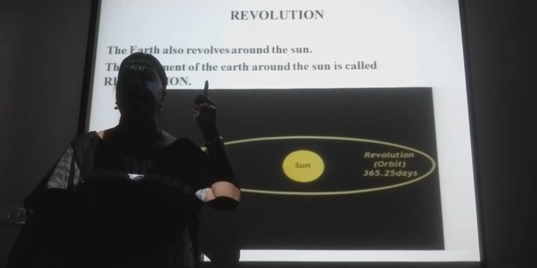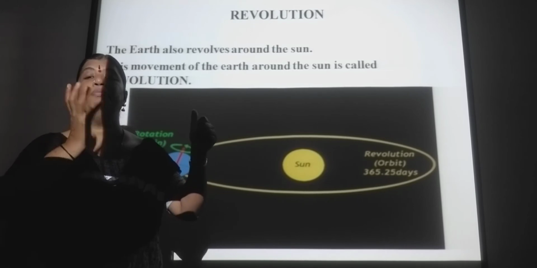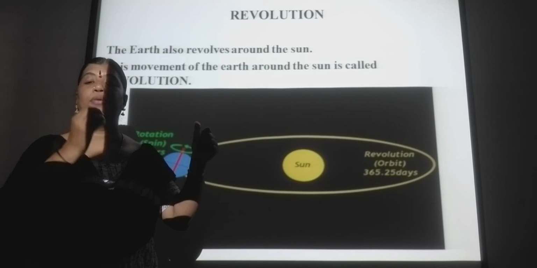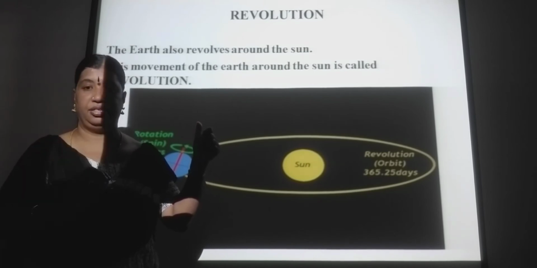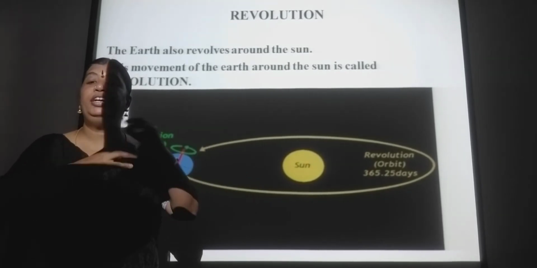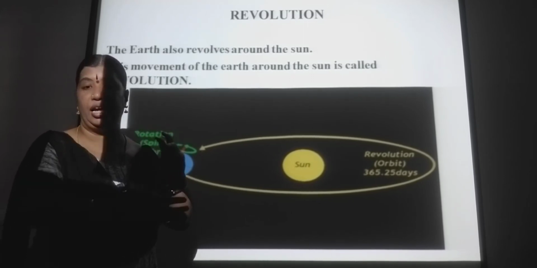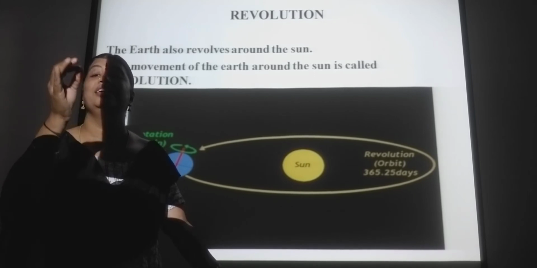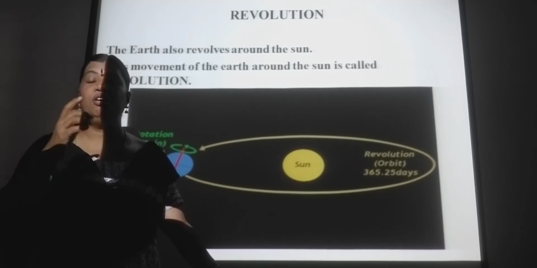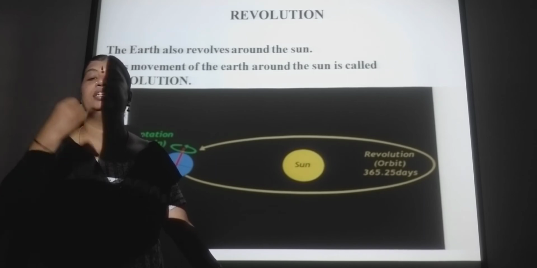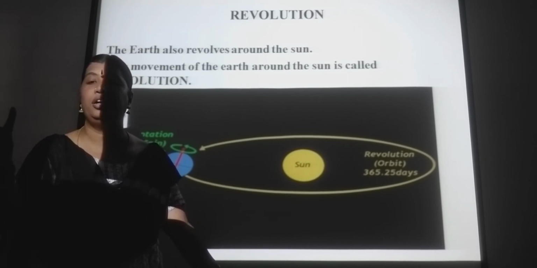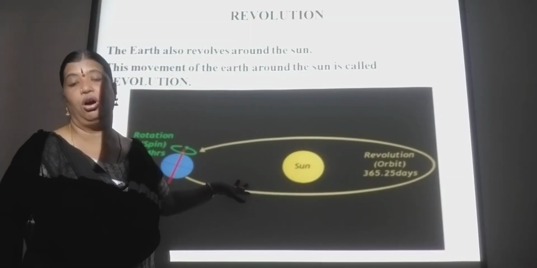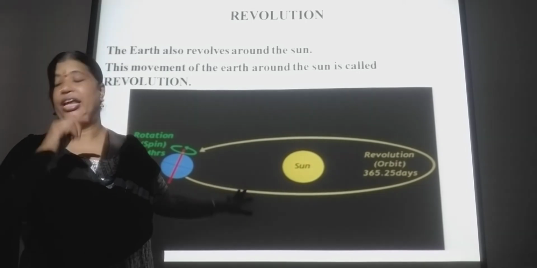So rotation and revolution. Rotation is movement of the earth around itself. That rotation helps the formation of day and night. Now revolution is movement of the earth around the sun. Now this revolution is helpful to cause the seasons. Yes, so we know we have got seasons: summer, winter, rainy, spring, autumn. Now how is it caused? It is because of the revolution of the earth. Understood? Now let's see how it is.